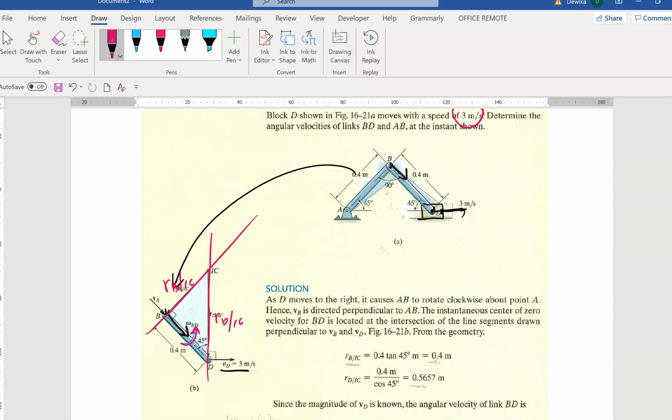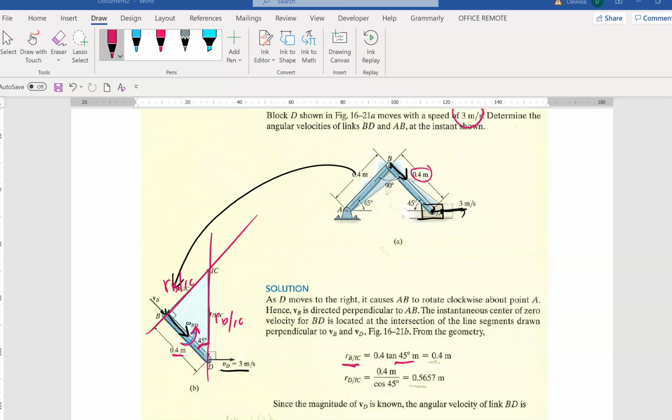Let's solve this question. So what is RBIC? RBIC would be 0.4 tan 45. Why 0.4 tan 45? If you see, 0.4 is the length, right? So 0.4 is the length. Tan 45 is opposite over adjacent.